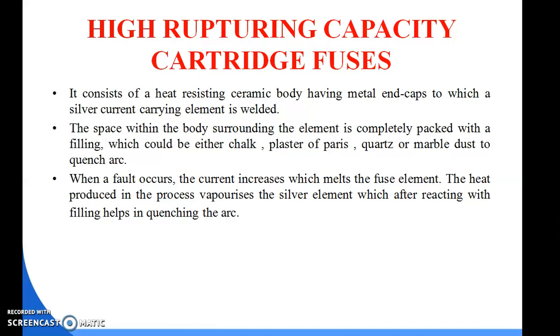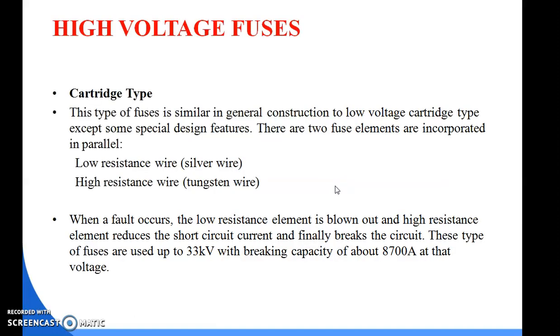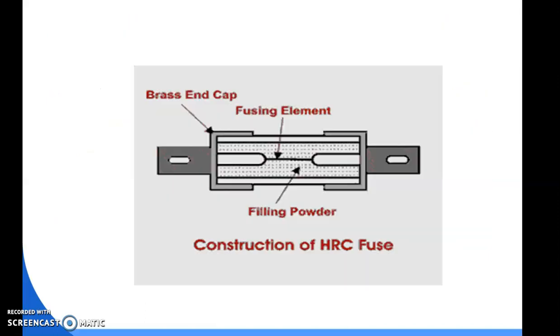When a fault occurs, the current increases, which melts the fuse element. The heat produced vaporizes the silver element, which after reacting with the filling helps in quenching the arc. You can see the diagram here. This is the fusing element, the filling powders are there also, and the base and cap are also there. That is called a high rupturing capacity cartridge fuse.